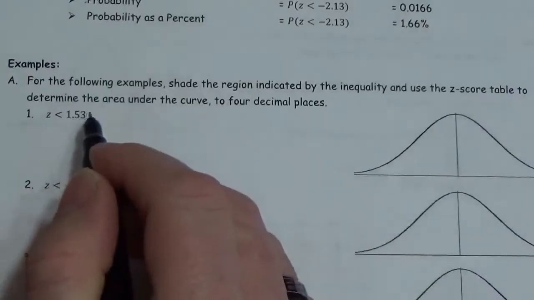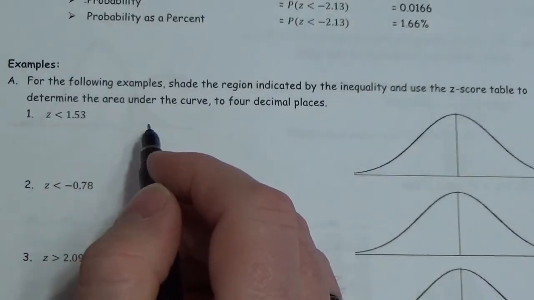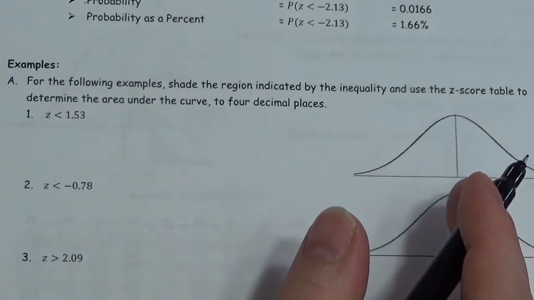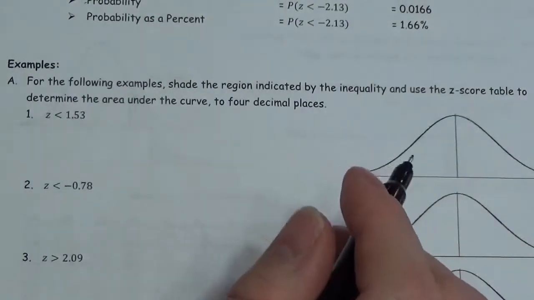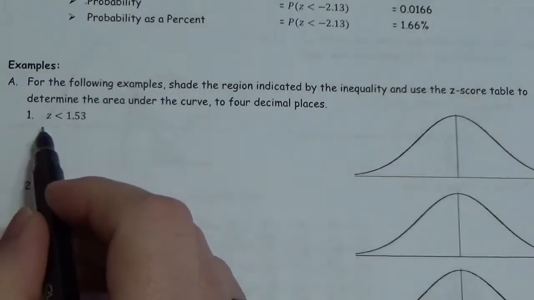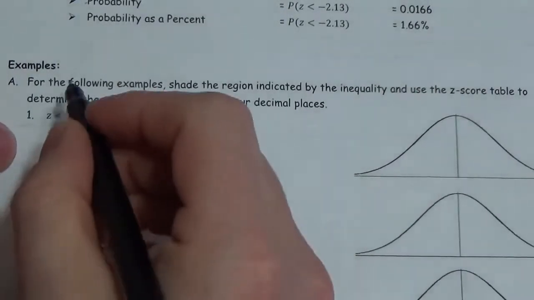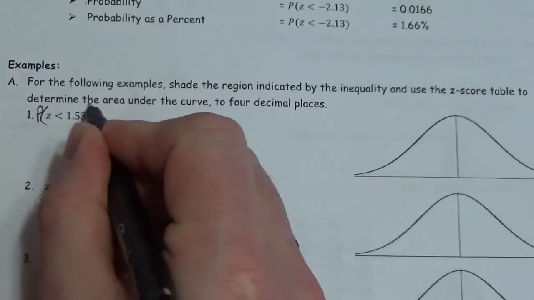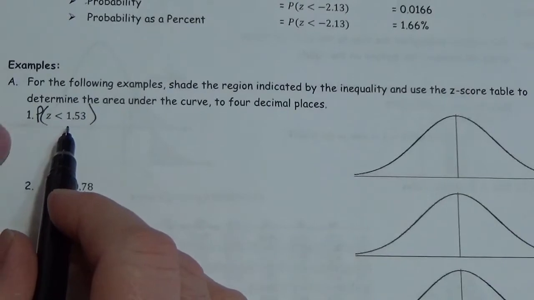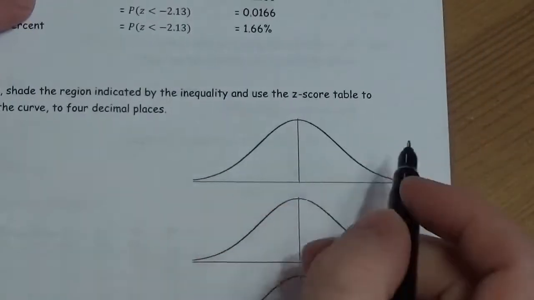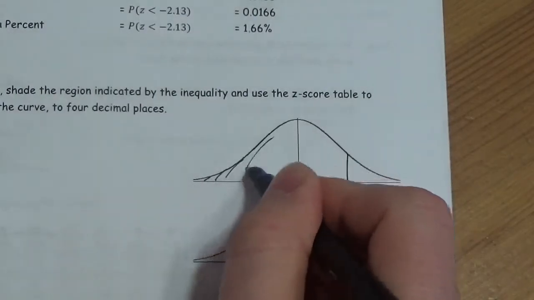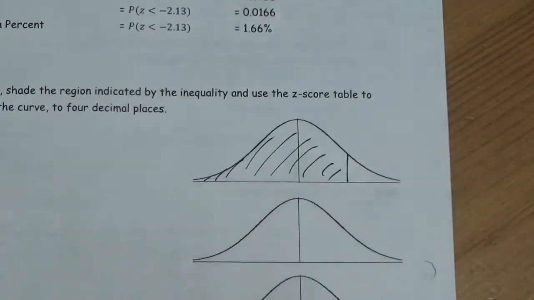Okay, so for the following examples, we're going to shade in the region indicated by the inequality, and we're going to use the z-score table to determine the area under the curve. So we're just going to do a bunch of these right here. So I want to know what the probability is that z is less than 1.53. So on my graph here, I know 1.53 is going to be somewhere over here. I am looking for that area right there.